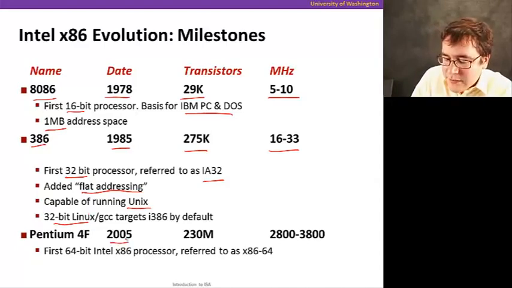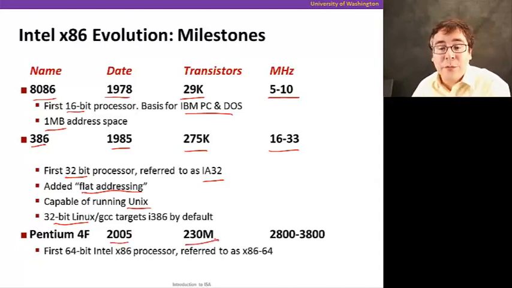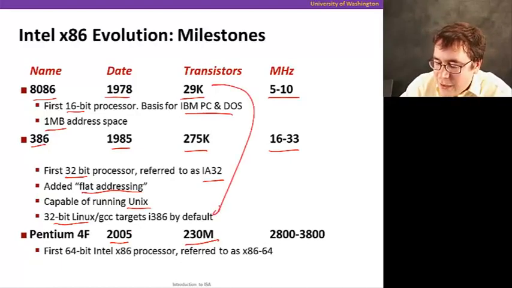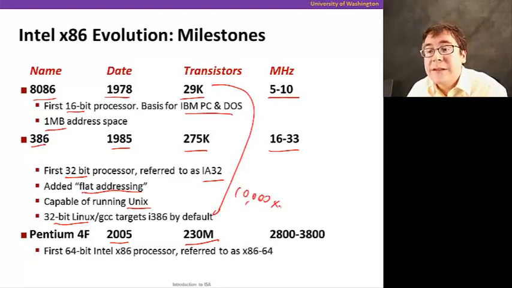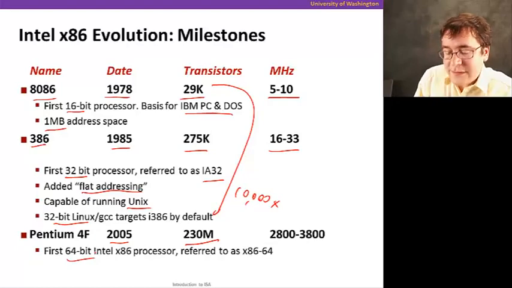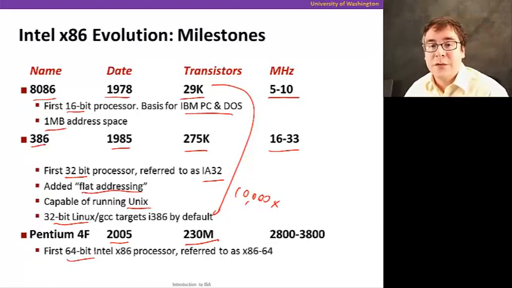Now let's jump 20 years later and look at what happened. The Pentium 4, when it was introduced in 2005, had 230 million transistors. We're talking about a 10,000-fold increase in the number of transistors, and a huge increase in frequency as well. And then the Pentium 4F was the first 64-bit x86 processor introduced by Intel.